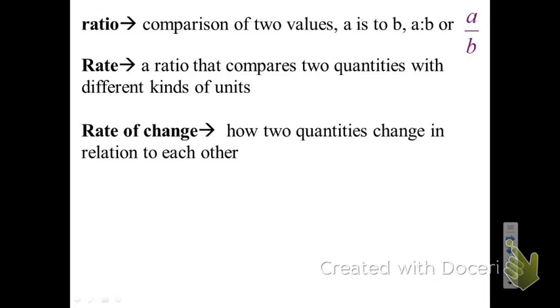Rate of change is how two quantities change in relation to each other, and we're going to use this a lot. We're actually going to give it a different term in a few weeks, but we'll still use rate of change a lot. Linear means a line.